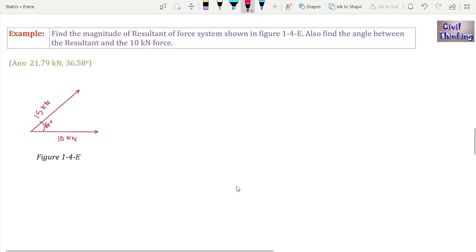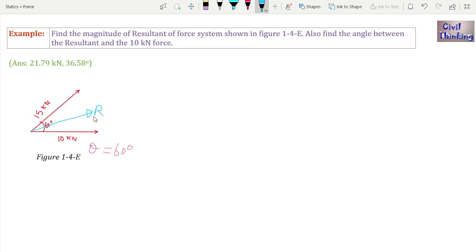Okay, here is a problem. Find the magnitude of the resultant force shown in the figure. Also find the angle between the resultant and the 10 kilonewton force. This is the 10 kilonewton force, and we have to find the angle between it and the resultant. According to the parallelogram law, the resultant will be somewhere between them. Here theta is 60 degrees. Let us say this is the resultant.